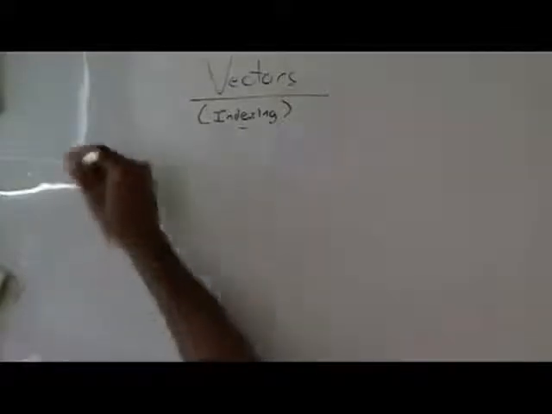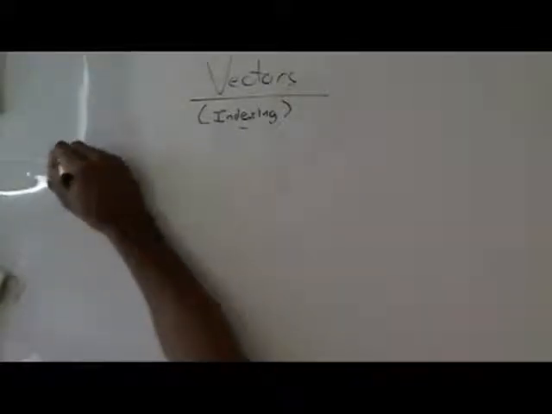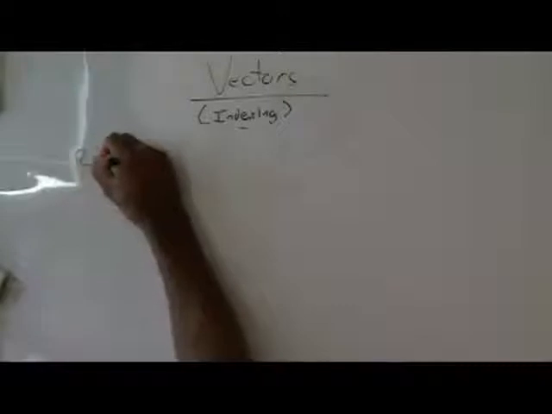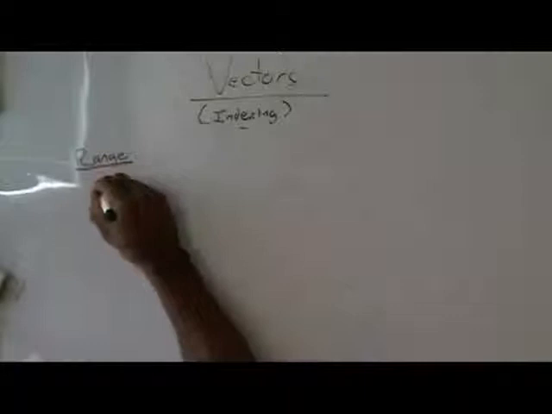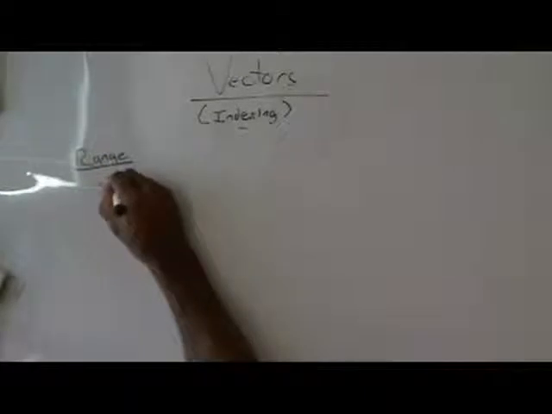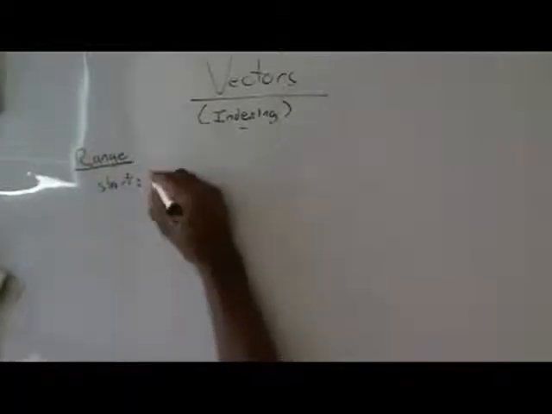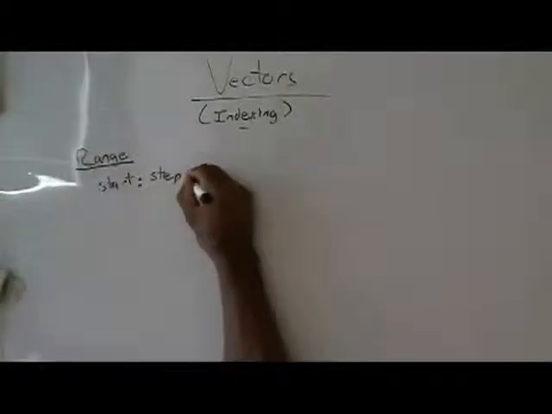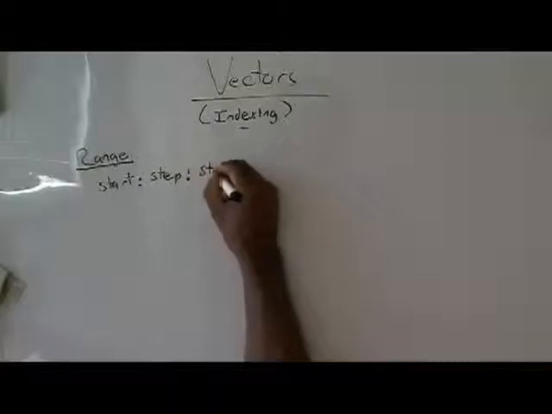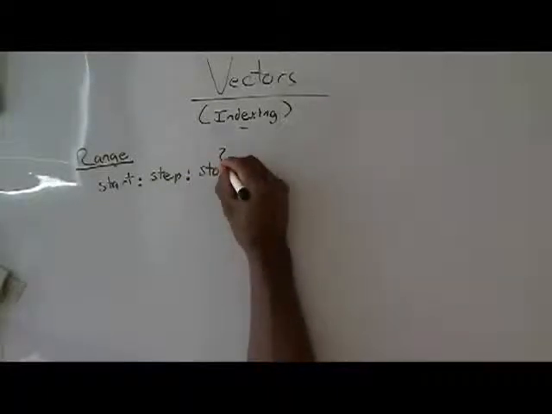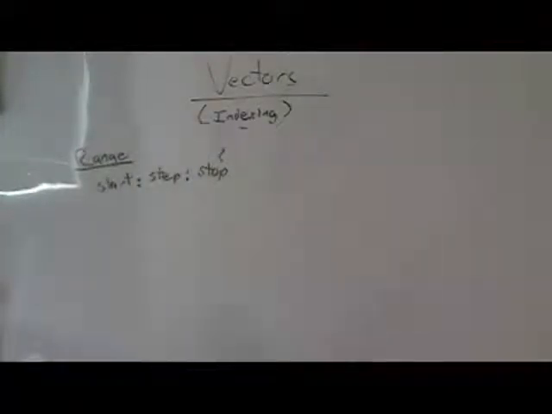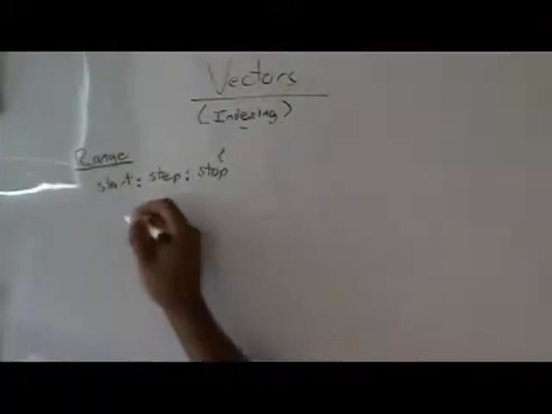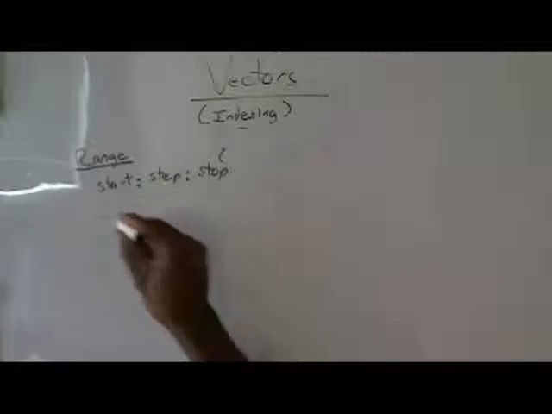So we've done numerical indexing. Now let's move on to indexing using our range operators. Recall the way you do range is you give it a start, colon, give it a step, colon, and then you give it a stop. And you may or may not equal that stop value depending on how your start and your step work out. And so you can also index a vector using that.